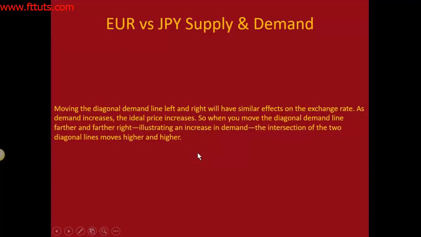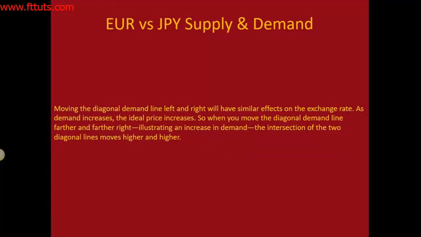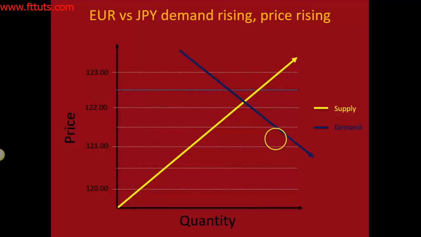Moving the diagonal demand line left and right will have similar effects on the exchange rate. As demand increases, the ideal price increases. So when you move the diagonal demand line further and further right, illustrating an increase in demand, the intersection of the two diagonal lines moves higher and higher. You can see as I move the demand line further to the right, the ideal exchange rate is now above 122.